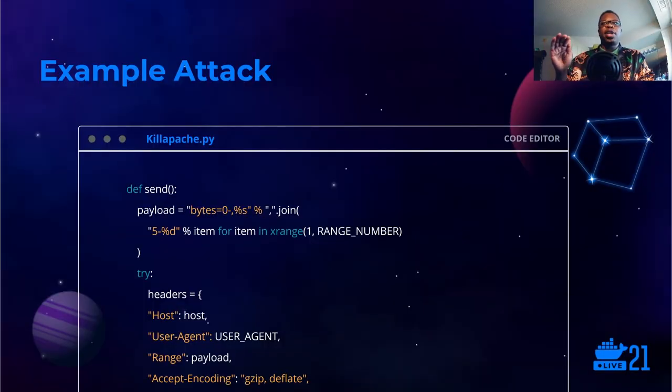For example, in Apache servers, there was a vulnerability named Kill Apache that can send a bunch of overlapping bytes in a payload in a header, and once that hits the server, it ends up spinning a lot of resources trying to respond to that. And if you send enough of these malicious packets, it can actually shut down the server with very little effort.